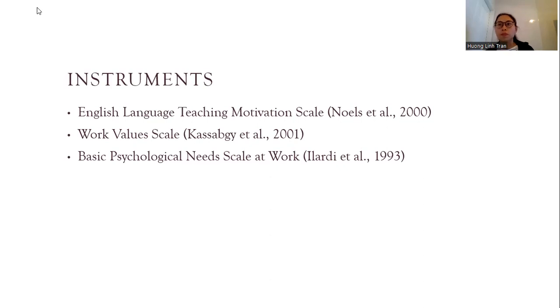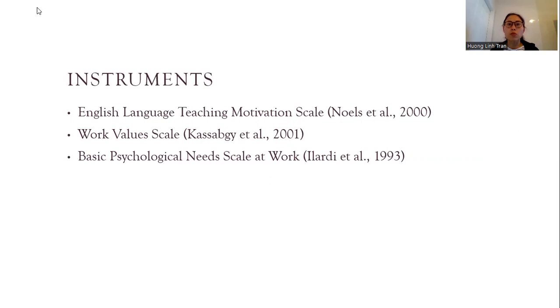However, after the EFA, the exploratory factor analysis, only 3 subscales were identified. They are external regulation, introjected regulation, and intrinsic motivation, instead of 5 in the original scale. And the next scale is the work value scale.